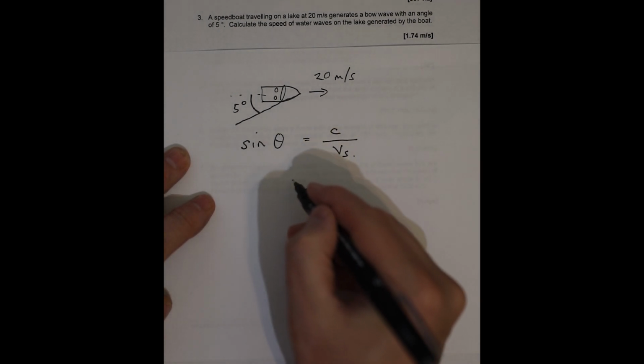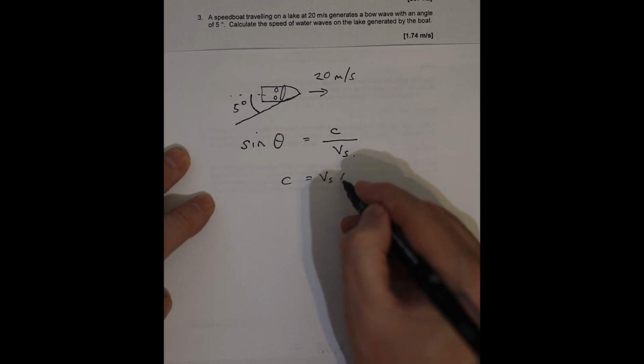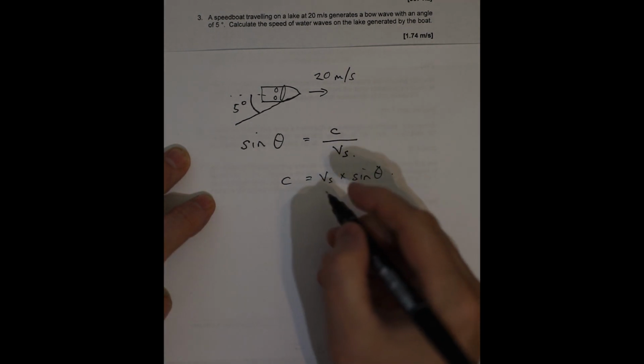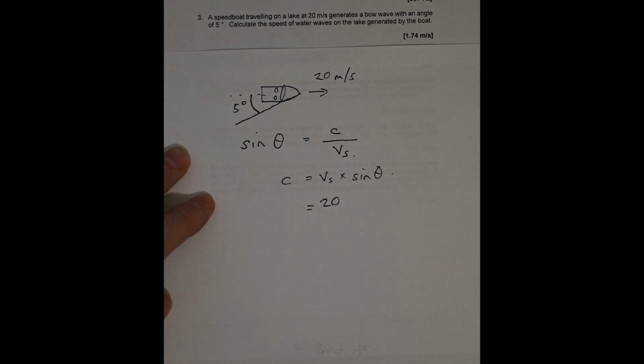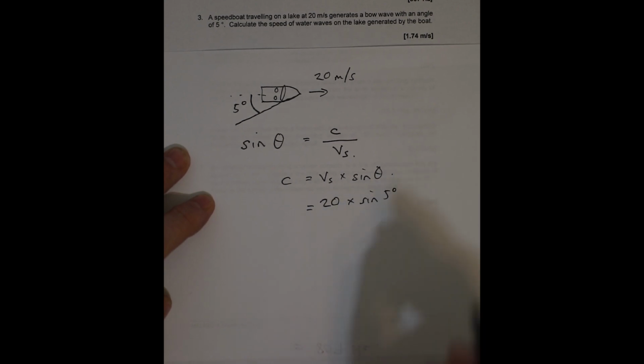Okay, so if you create a wave on the lake, it's going to move with a constant velocity, and that is the speed of the wave. This is kind of uniform, it doesn't change, just as the speed of sound doesn't change or the speed of light doesn't change. So we can rearrange this equation now. So basically c is going to be equal to the speed of the source times by sine theta. Okay, so if we put our values into that equation, the velocity of the source is 20 meters per second. We don't have to convert that, it's already in meters per second, times by sine of 5 degrees.